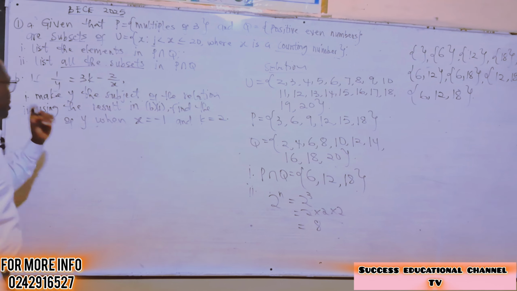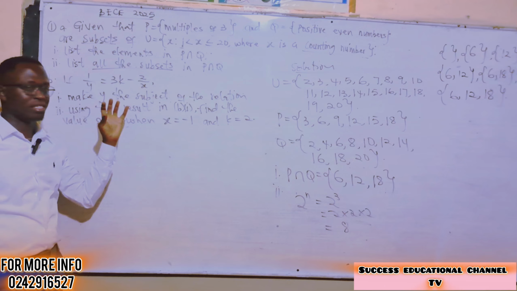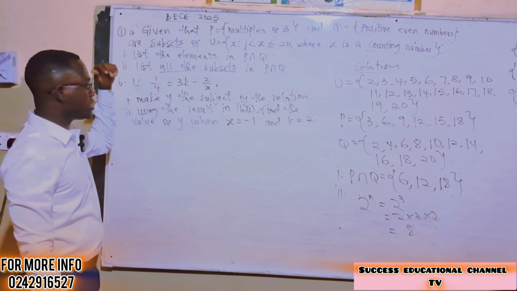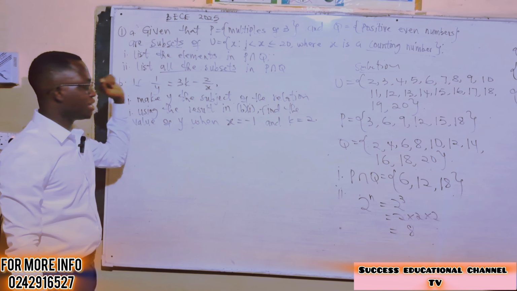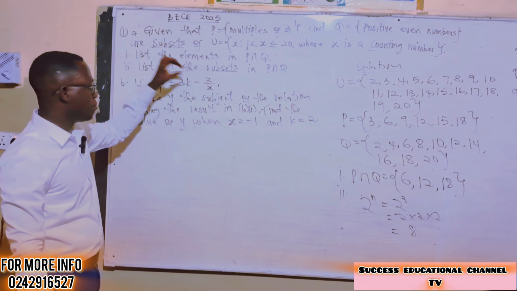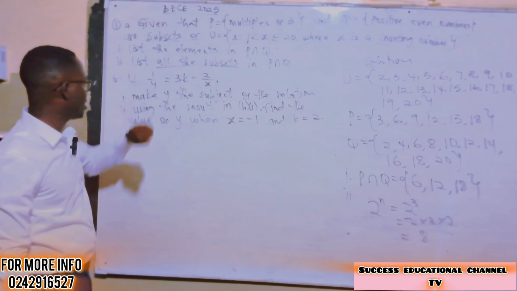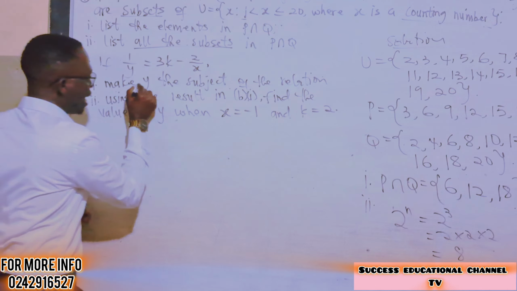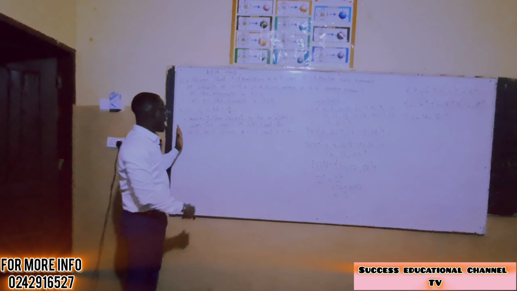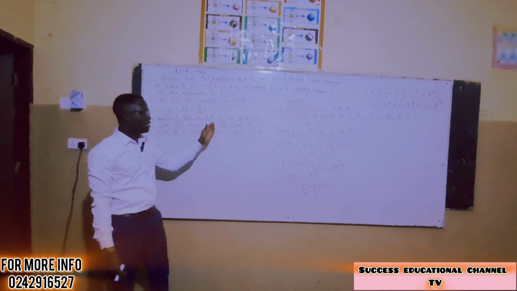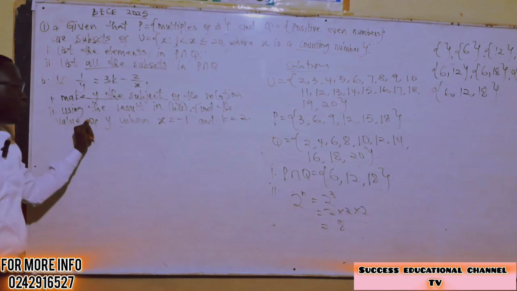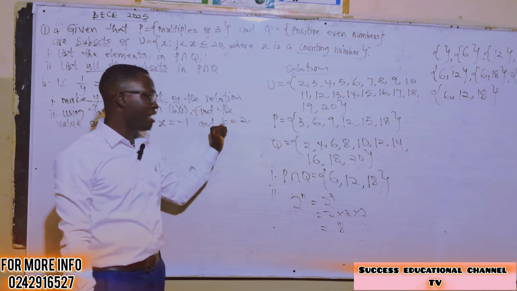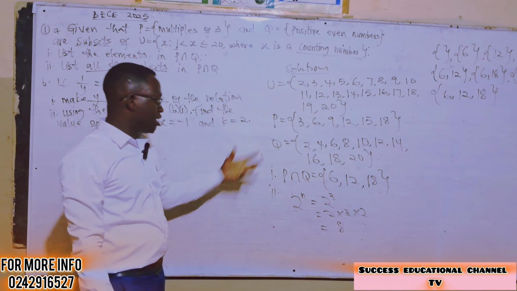Question 1B is change of subject. We have an equation which says if 1 over y is equal to 3k minus 2 over x, (i) make y the subject of the relation; (ii) using the result in (i), find the value of y when x is equal to -1 and k is equal to 2. Let's start this.